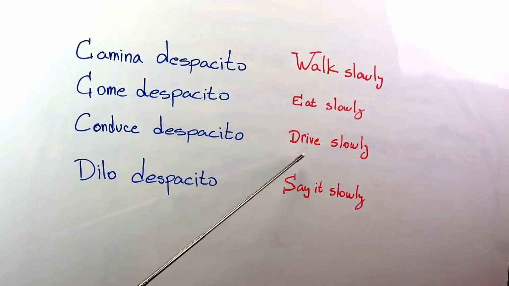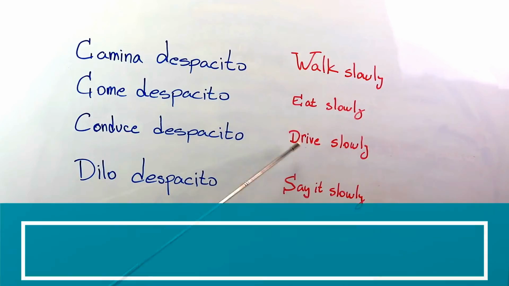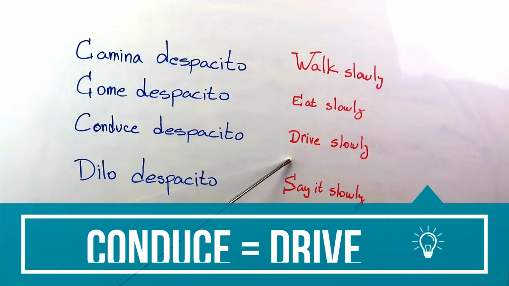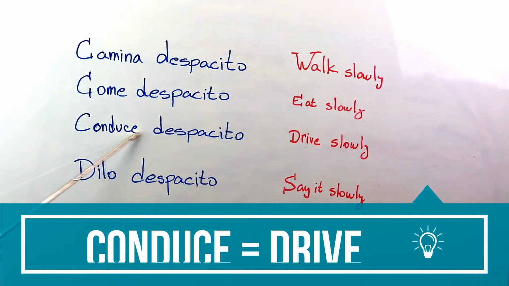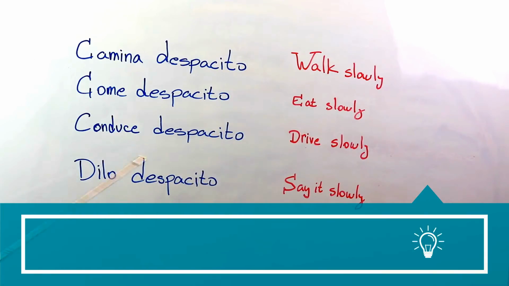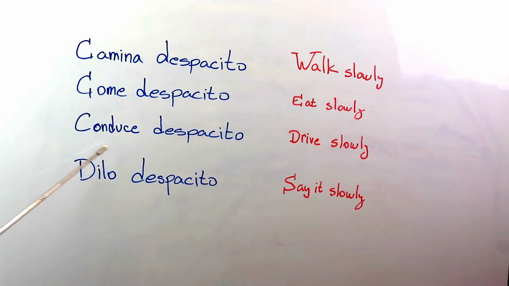Next example. Let's say that you are somewhere in Mexico or Peru or Venezuela and your friend is driving like a maniac and you're very, very scared. He's doing 200 kilometers per hour. So you want to ask him to drive slowly. So you would tell him, conduce, which means drive, conduce, three syllables, conduce despacito, drive slowly.